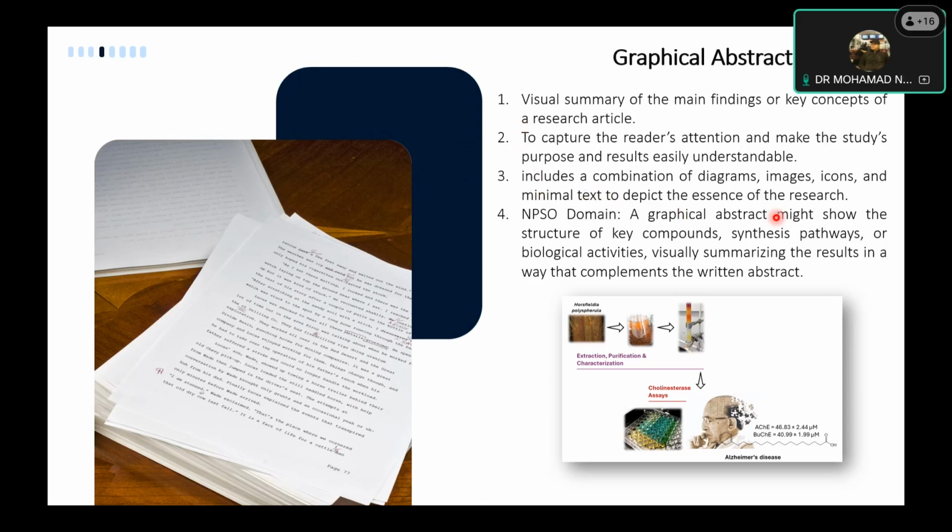For our domain in our lab, a graphical abstract might show the structure of the key compounds, the synthesis pathway, or biological activities, visually summarizing the result in a way that complements the written abstract. So we have to try to complement the abstract: what the abstract looks like, and we try to explain it in this particular manner.